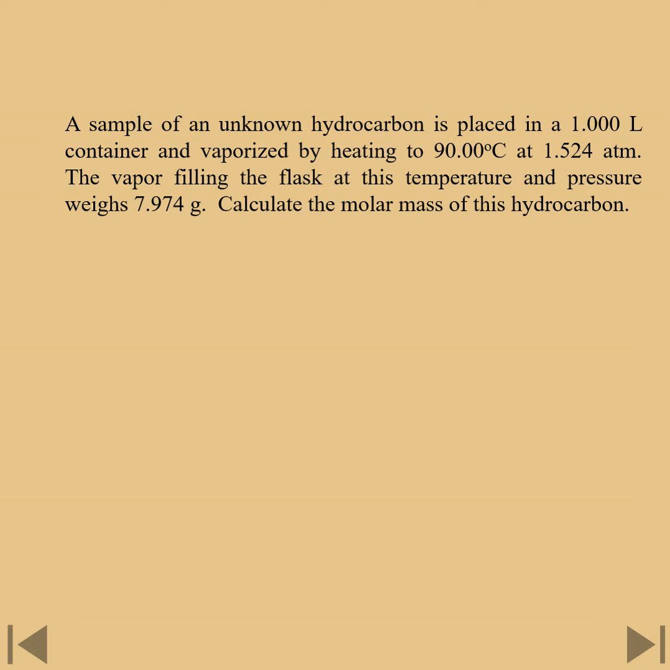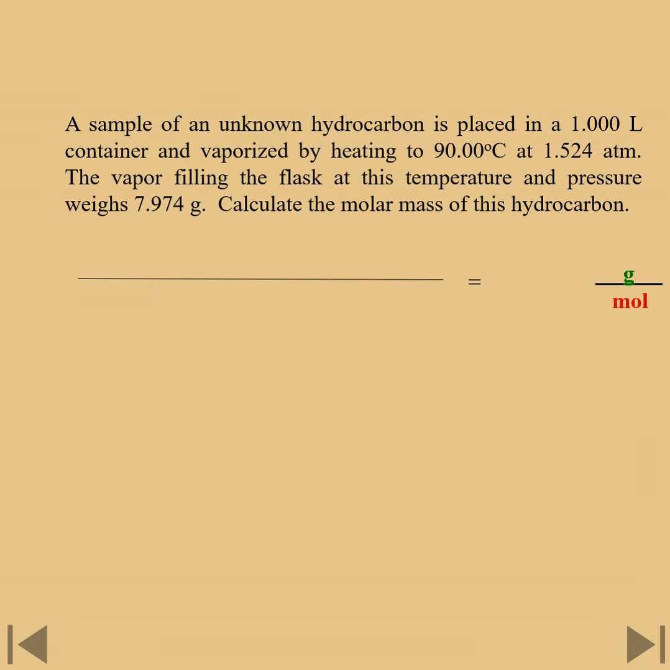Okay, a sample of an unknown hydrocarbon is placed in a 1 liter container and vaporized by heating to 90 degrees C at 1.524 atmospheres. The vapor filling the flask at this temperature and pressure weighs 7.974 grams. Calculate the molar mass of this hydrocarbon. Okay, we're using our units, and step 1, we're after grams per mole, molar mass.